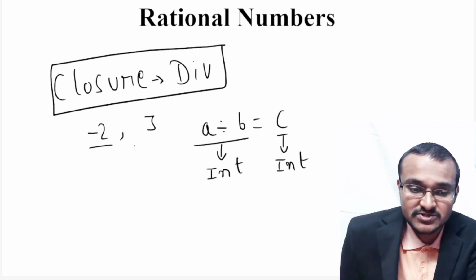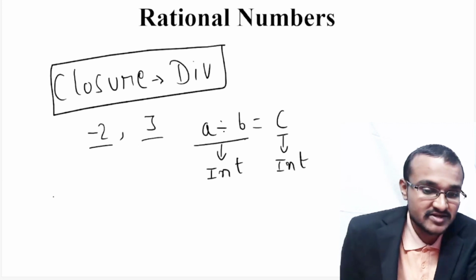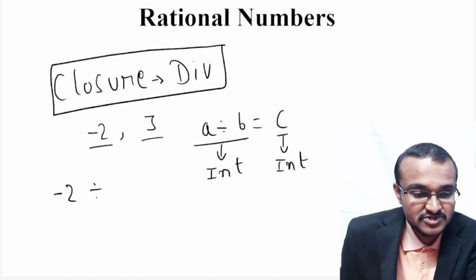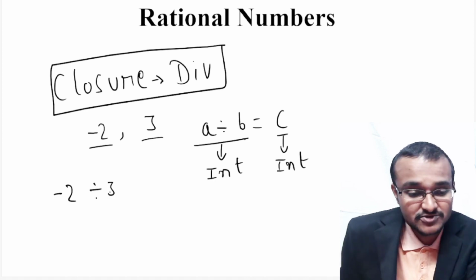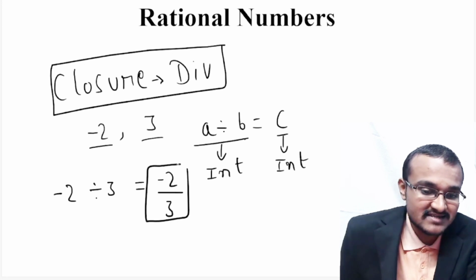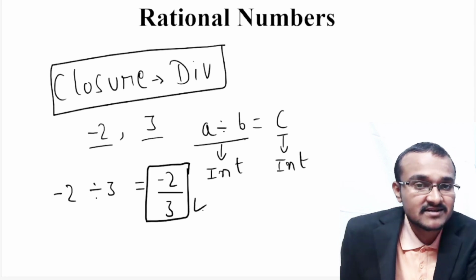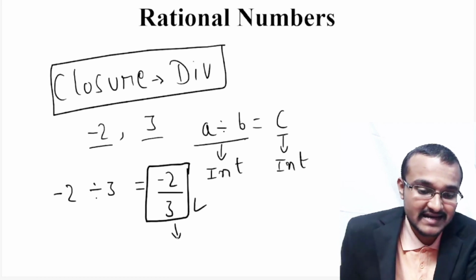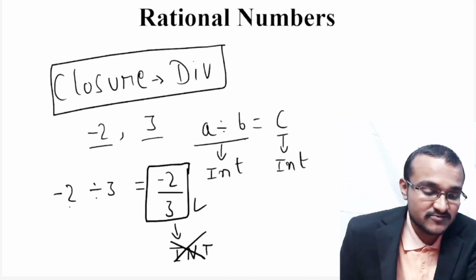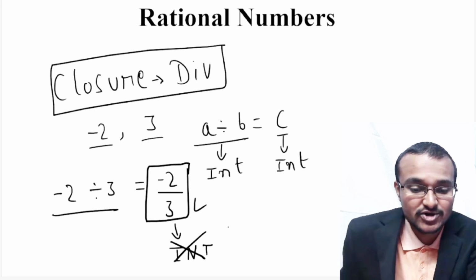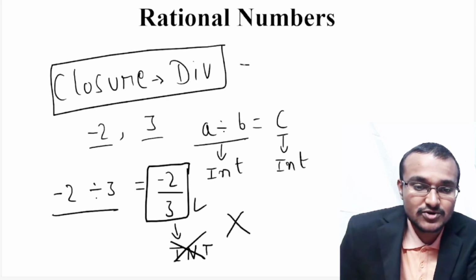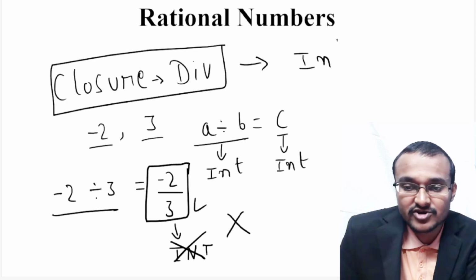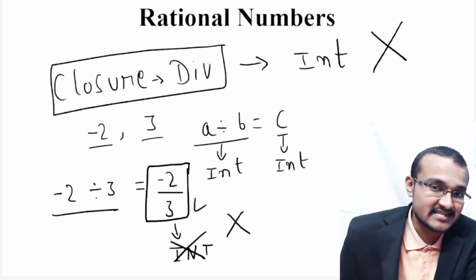So minus 2 is one integer, 3 is also one integer. In the place of a, I will substitute minus 2 and in the place of b, I will substitute 3. So minus 2 divided by 3 will be minus 2 by 3. Now you can see there is a fraction coming into the picture. This is not an integer. So when you divide two integers, you are not getting an integer. So closure property under division for integers is not satisfied.